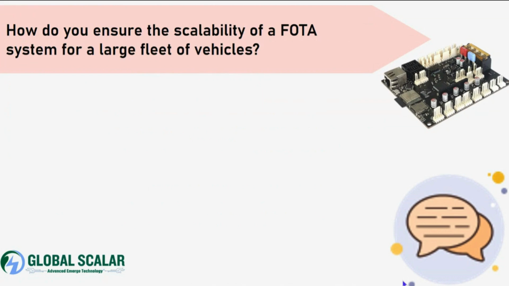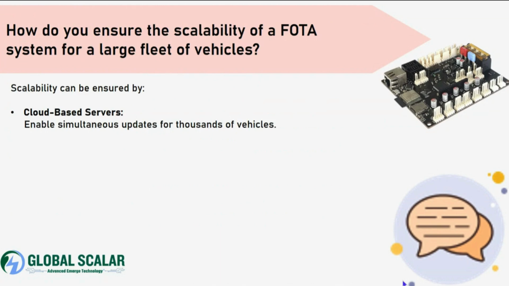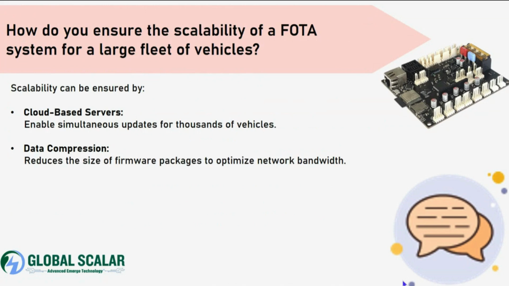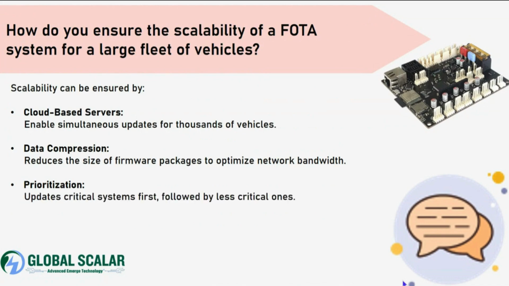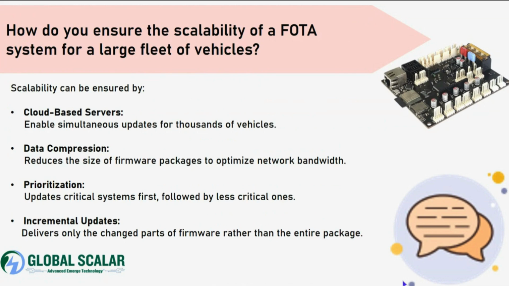How do you ensure the scalability of a FOTA system for a large fleet of vehicles? Scalability can be ensured by cloud-based servers, which enable simultaneous updates for thousands of vehicles. Data compression reduces the size of the firmware package to optimize network bandwidth. Prioritize updating the critical systems first, followed by the less critical ones. Incremental updates deliver only the changed parts of the firmware rather than the entire package.